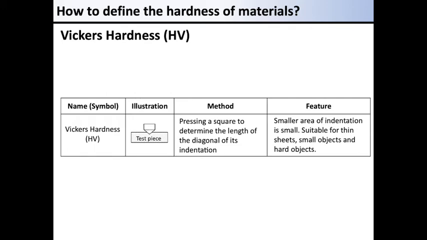Vickers hardness is a method in which a square pyramid is pressed against the material to determine the length of the diagonal of its indentation. Since the area of the indentation is small, this measurement is suitable for thin sheets, small objects, and hard objects. The symbol for Vickers hardness is HV.